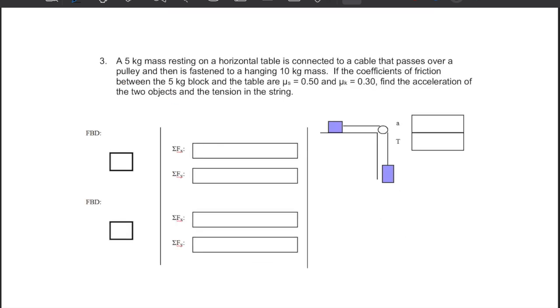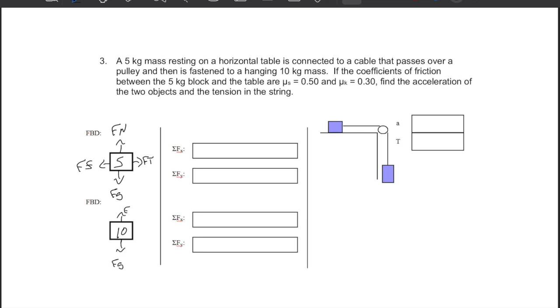Number 3. We have a 5 kilogram mass sitting on the horizontal table, connected to a pulley. Hanging down is a 10 kilogram mass. Same free body diagrams: normal up, gravity down, tension to the right, friction to the left. On the other one, we're going to have tension up, gravity down.